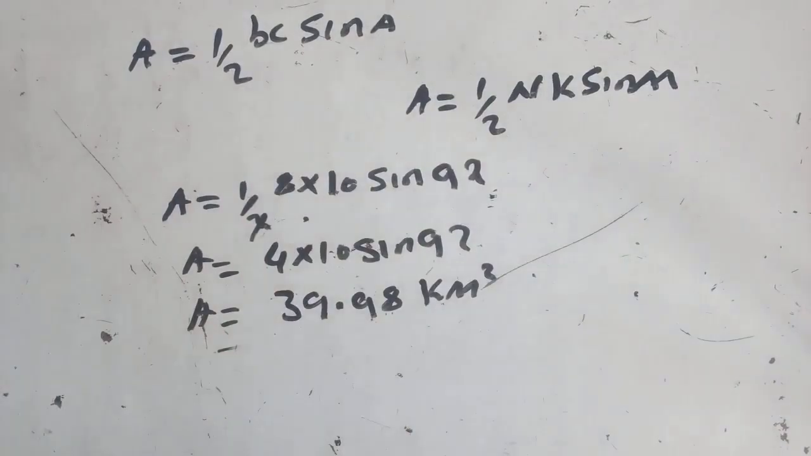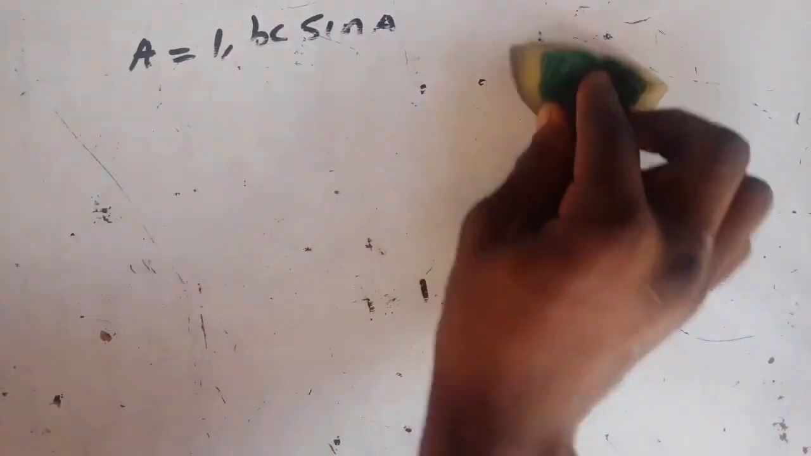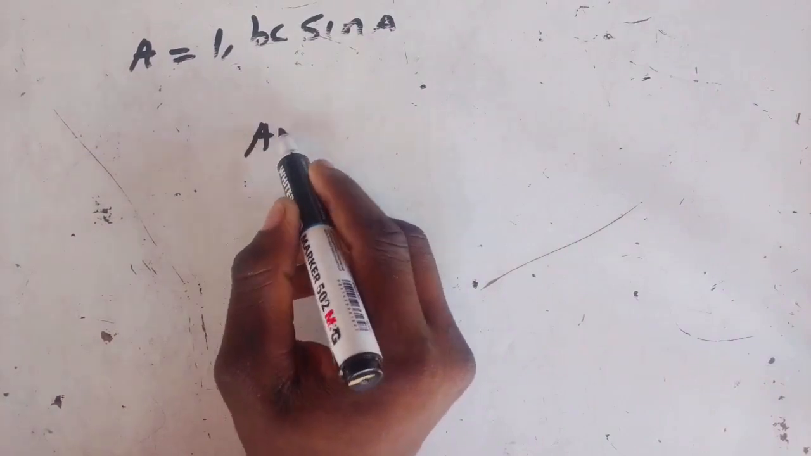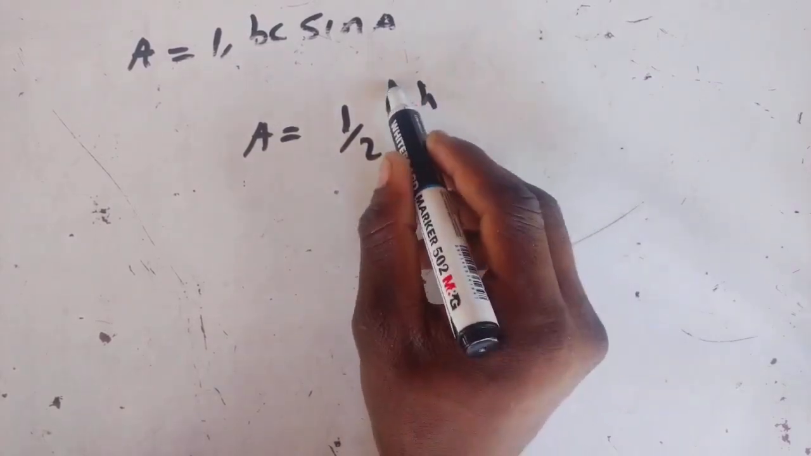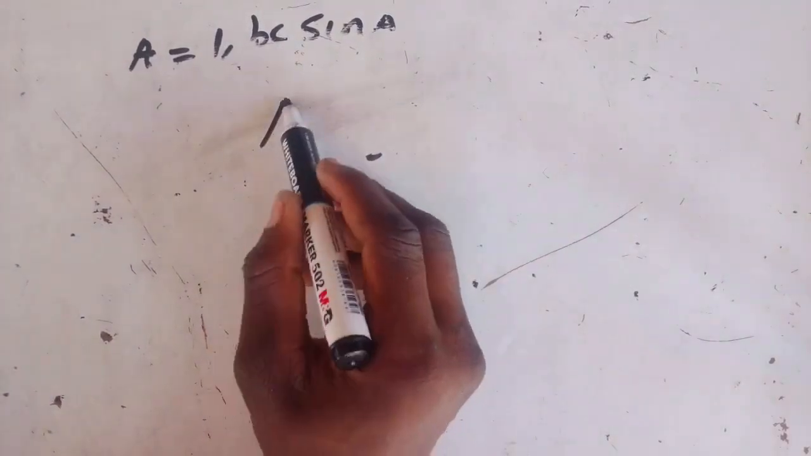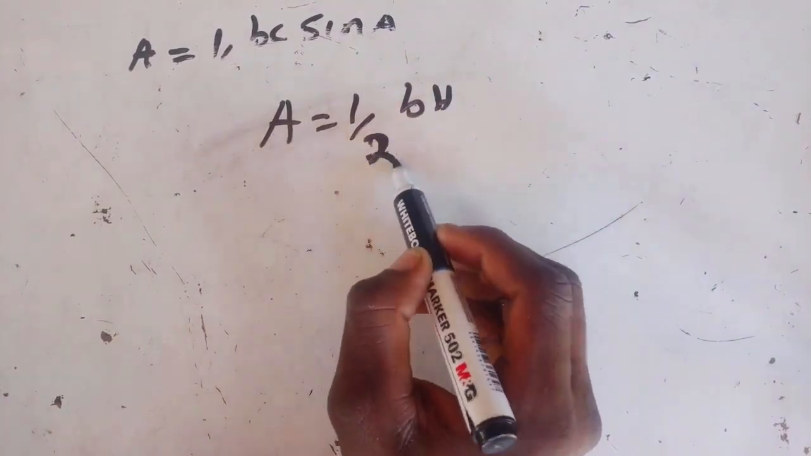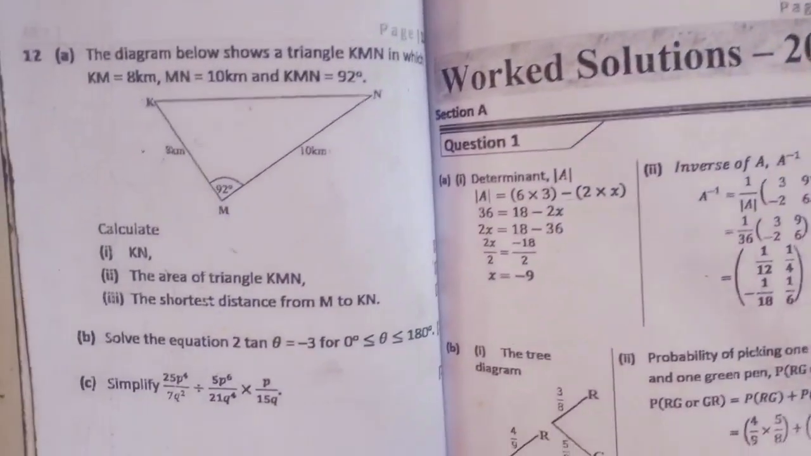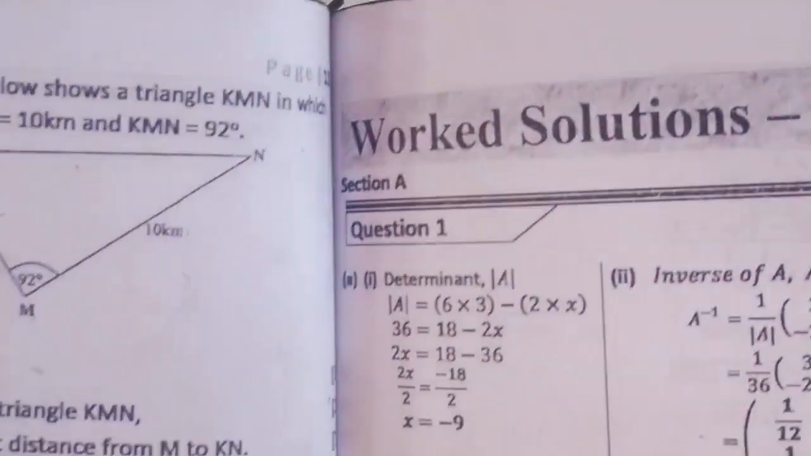So we know that our area for the shortest distance is area is equals to 1 over 2bh, where h is the height, which is the shortest distance they are looking for. Where A is the area we have found, b is the base mentioned, which is KN. So where there is b, you put KN.